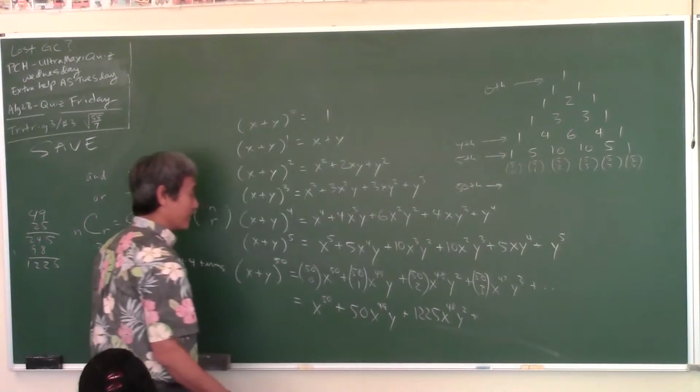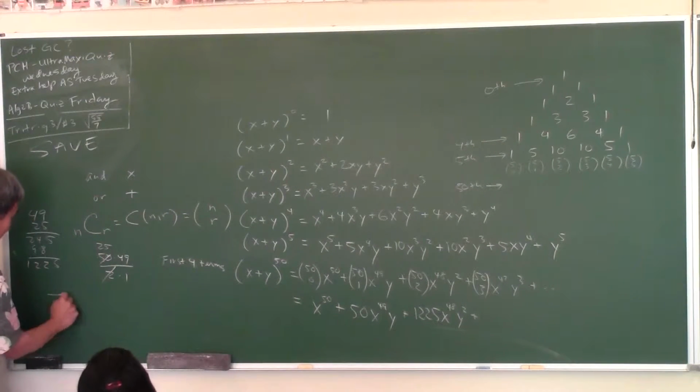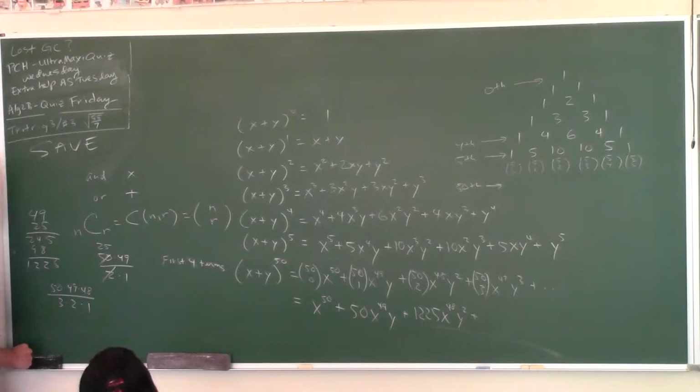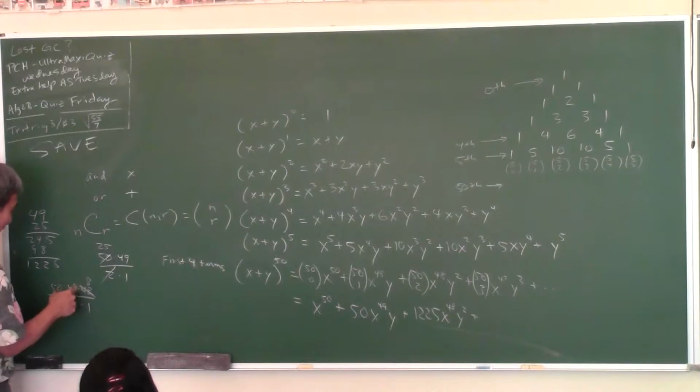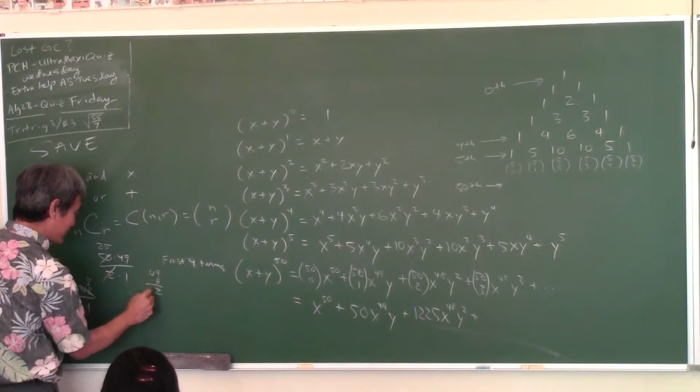How do you compute 50 choose 3? Well, if you use the shortcut, what is it? 3, 2, 1 on the bottom, and then 50 times 49 times 48 on the top. Now, how the heck am I going to compute that? Well, 3 times 2 is 6. 6 goes into 48 8 times. So what is 8 times 49?